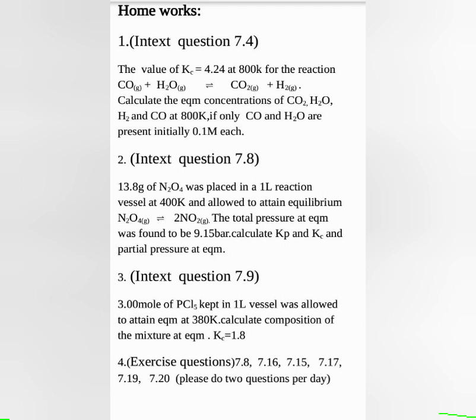Then one more problem I am giving, in-text question 7.9: 3 moles of PCl5 are kept in a vessel. Calculate the composition of the mixture at equilibrium. The same method can be used. You have to read the textbook thoroughly once again and find the answers by yourself. So many homework problems I am giving again. Exercise questions 7.8, 7.16, 7.15, 7.17, 7.19, 7.20. All these questions you have to do as homework.